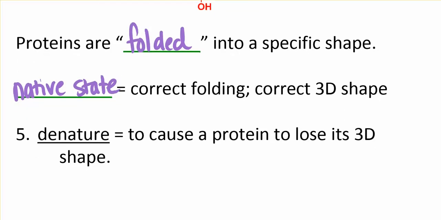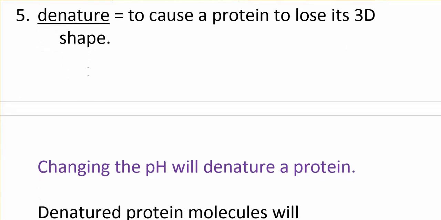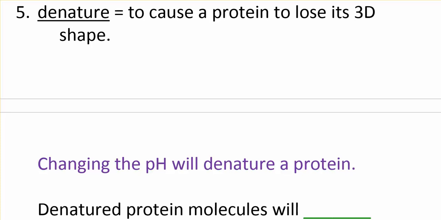To denature a protein is to do something to cause it to lose that native state. So if you denature a protein, it will no longer be active. And this is why we didn't want to heat up our saliva too much when we were doing our starch lab. If we had heated it up too much, it would have denatured our enzyme amylase, and then it would not have worked. Okay. There are different ways to denature. Changing pH is one of the ways, and we will use that way in lab.